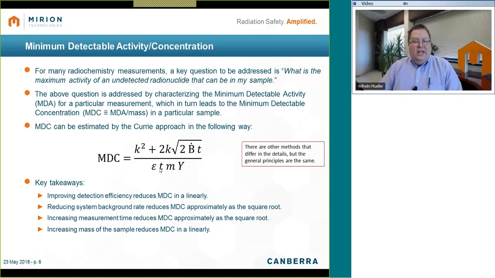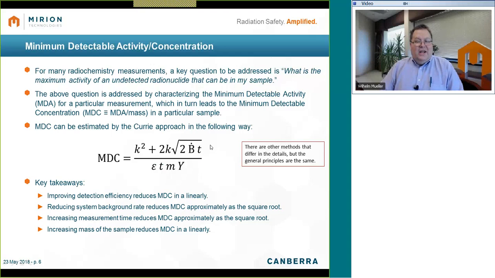One of the most important ways to reduce your minimum detectable activity is to maximize the efficiency for your sample. And you see from this formulation that improving the efficiency of your sample will reduce your minimum detectable concentration in a linear manner. If you decrease the background in your system, that will also reduce your minimum detectable concentration, but approximately as a square root.